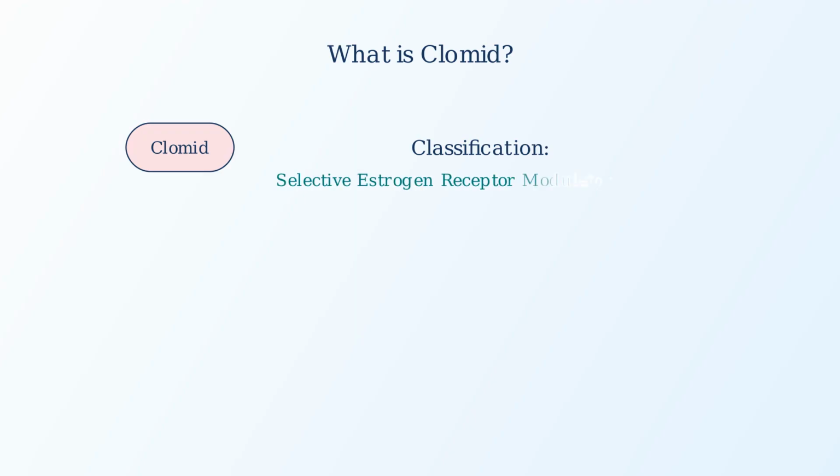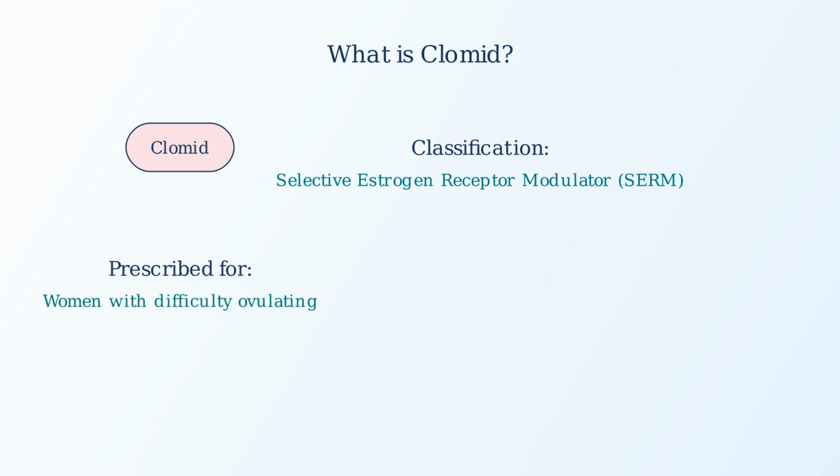Clomid, also known by its generic name Clomiphene citrate, is one of the most commonly prescribed fertility medications. It belongs to a class of medications called selective estrogen receptor modulators, or SERMs. Clomid is primarily prescribed to women who have difficulty ovulating naturally. Unlike some fertility treatments that require injections, Clomid is conveniently taken as an oral tablet.